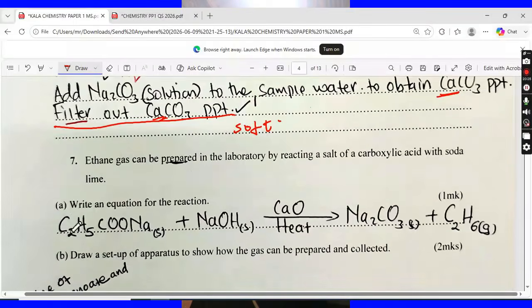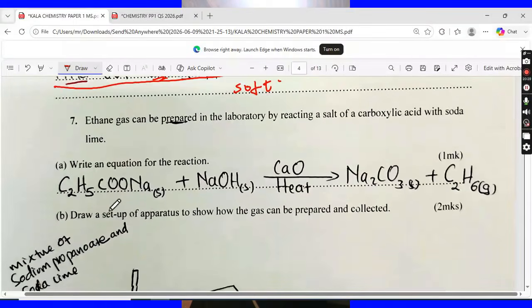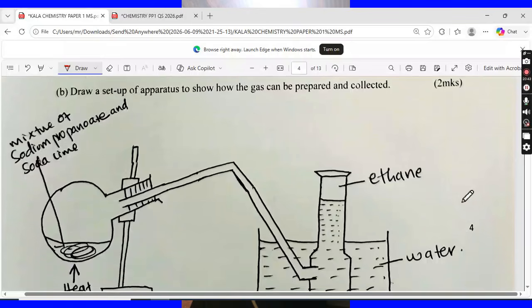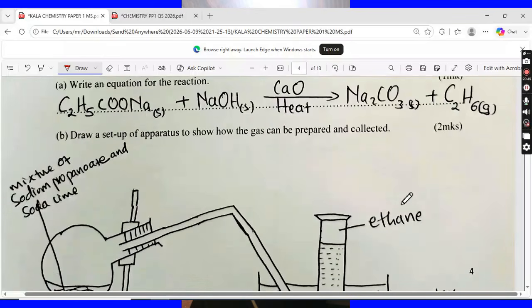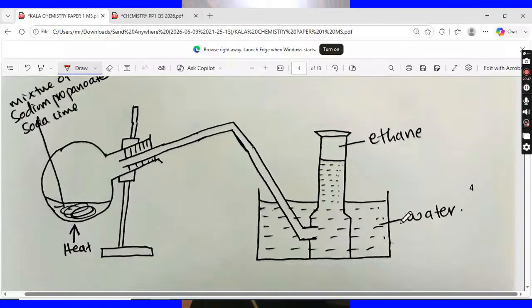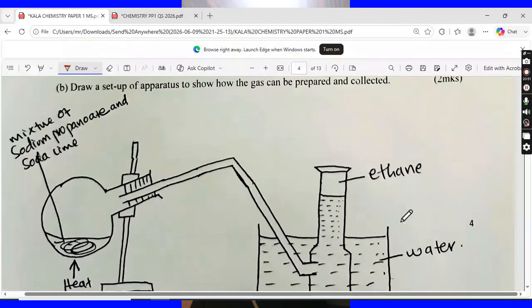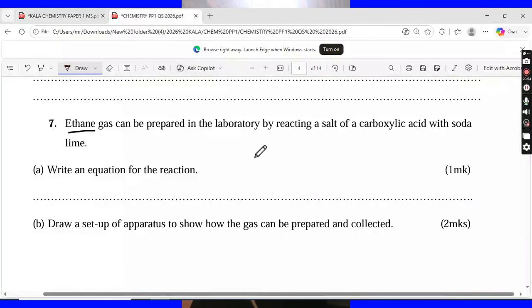So this is the equation. This is sodium propanoate reacting with soda lime to give you sodium carbonate and ethane gas. And this is the diagram. The gas is collected over water because it is almost insoluble in water, or you can say it is slightly soluble in water.